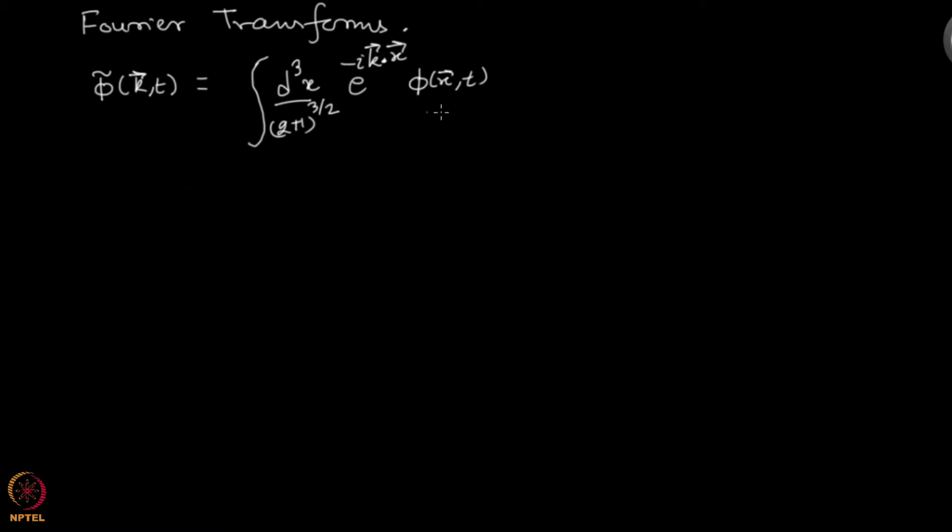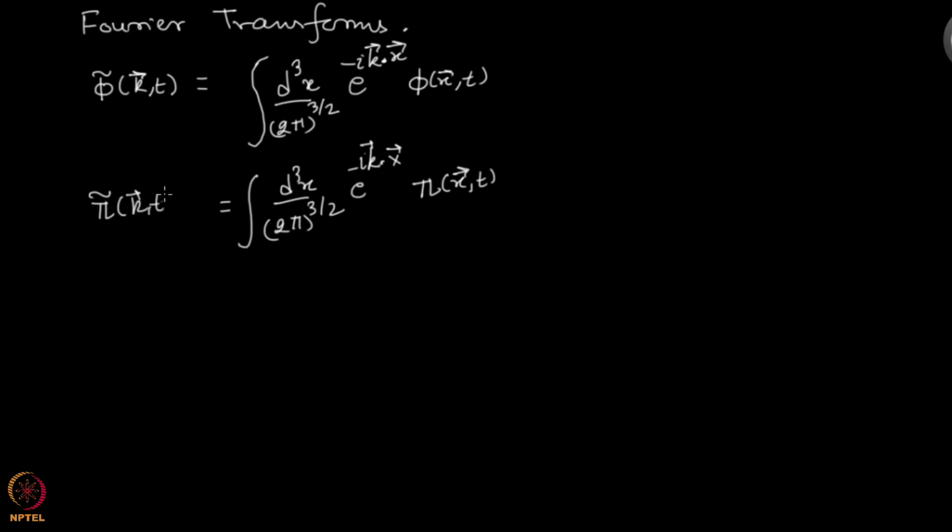Similarly, I define a Fourier transform of the momentum density pi, d cube x over (2 pi)^(3/2), pi tilde(k, t). Okay, these are just the definitions of Fourier transforms, and we can also write down how phi and phi tilde will be related. I mean, if I want to express phi in terms of phi tilde, they are related through the inverse Fourier transforms.